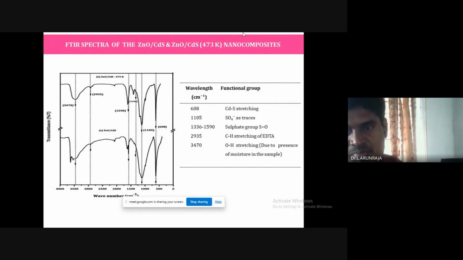That is the FTIR spectra: the 608 is the CdS stretching, because my important material, the core material, is cadmium sulfide. The cadmium sulfide stretching is 608 and the sodium sulfide is 1105, and the sulfide group is covered at 1336 and 1590, and the CH stretching of EDTA is 2935, which is an additional component of the ZnO-CdS nanocomposite. And 3470 is OH stretching due to the presence of moisture in the sample. That is the FTIR spectra of ZnO-CdS and the ZnO-CdS 473K nanocomposite.